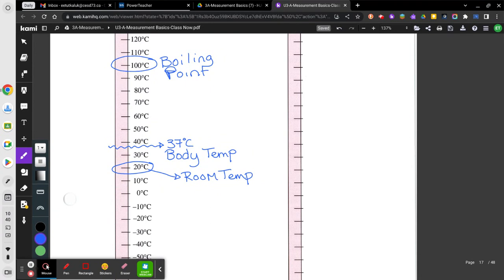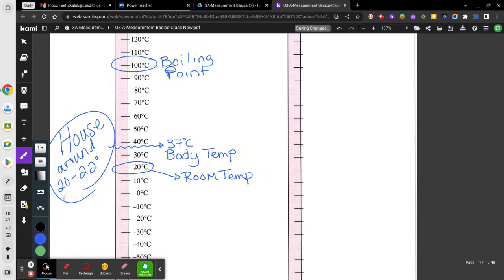So if you go home and you check the temperature in your house, there's always a thermostat that runs your furnace. Everybody know what those are? On the wall at home in your house. Normally we keep our homes around 20 to 22 degrees. Okay?